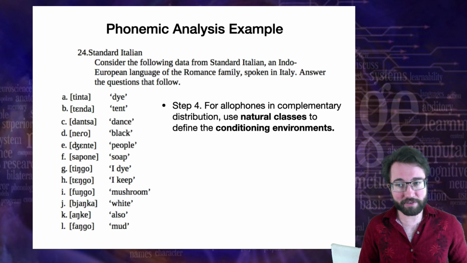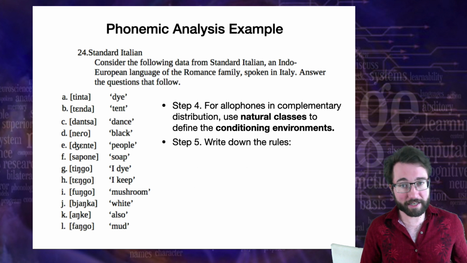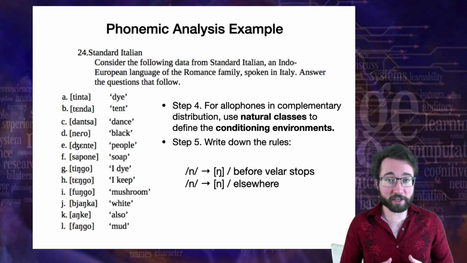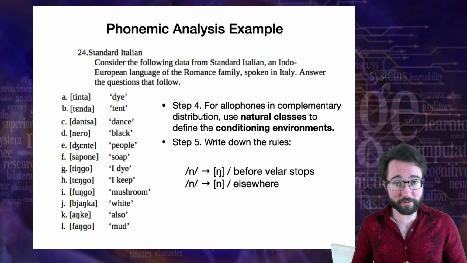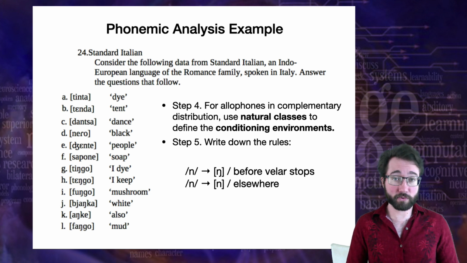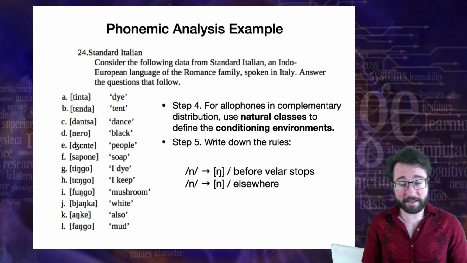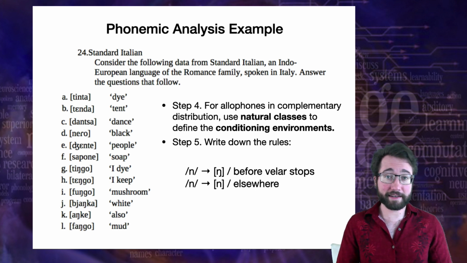So the last step is to identify those natural classes that define the conditioning environments and write down the rules. We have that the phoneme n is expressed as the sound velar eng when it appears before velar stops, and the phoneme n is expressed as the sound alveolar n elsewhere. That completes our phonemic analysis of these two allophones in Italian.